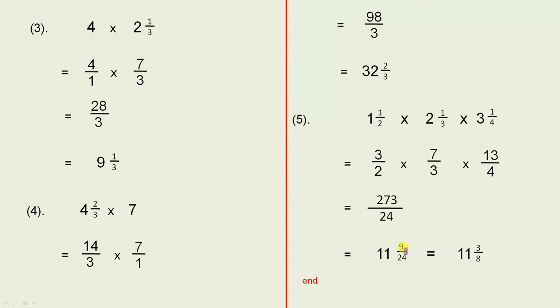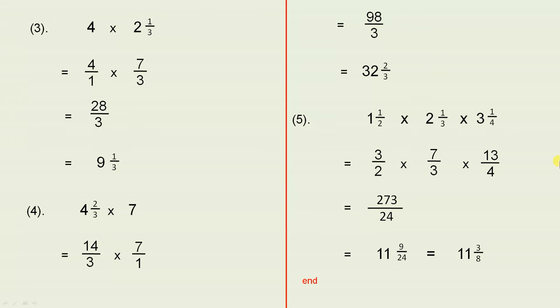So it's 11 9/24. We can see that 9/24 can be simplified because 3 will divide into both the numerator and the denominator. Hence, it simplifies to 3/8. So the final answer is 11 3/8.